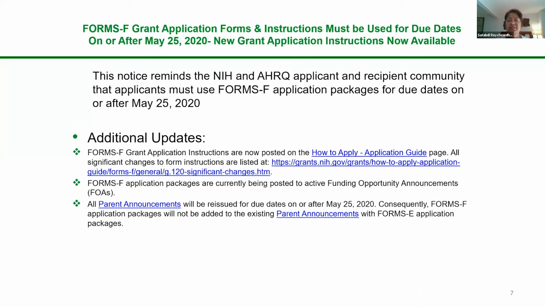Form F application instructions are now posted on the How To application guide. And I have the link in the slides, so you can go and download the application guide and read through it. The Form F application packages are currently being posted to all active funding opportunity announcements. All parent announcements will be reissued for due dates on or after May 25th. So everybody has to use this new set of forms when you are submitting your applications.